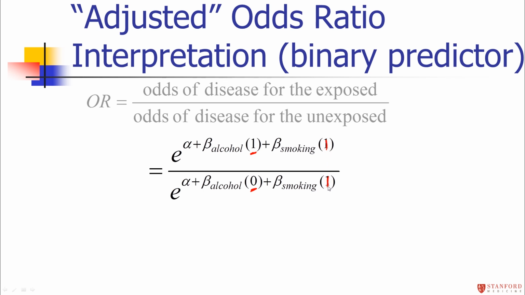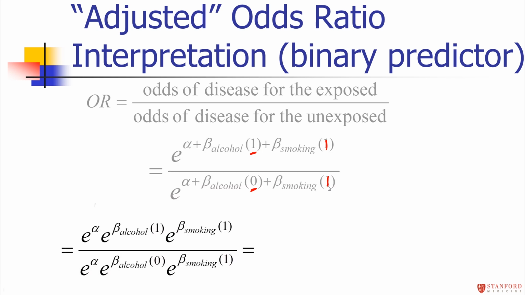I hold smoking fixed. It actually wouldn't matter if I chose to compare a drinking non-smoker to a non-drinking non-smoker. I just have to hold smoking fixed for both the numerator and the denominator. I have to make it the same. If I make it the same, what you can show is, again, the intercepts cancel, and now, as long as I hold smoking fixed, the smoking betas cancel. What am I left with? Well, if I simplify this, I just have e raised to beta alcohol.